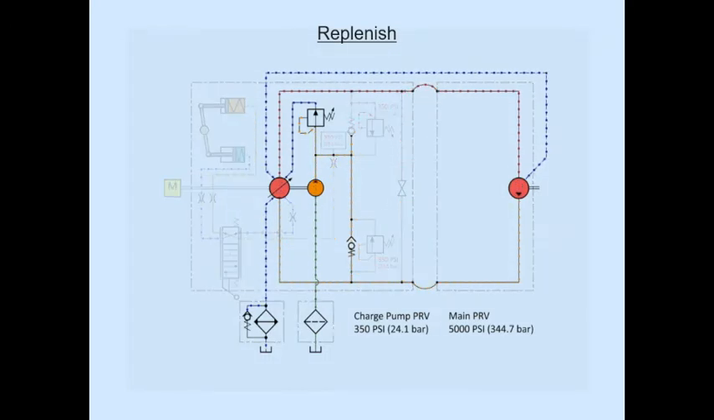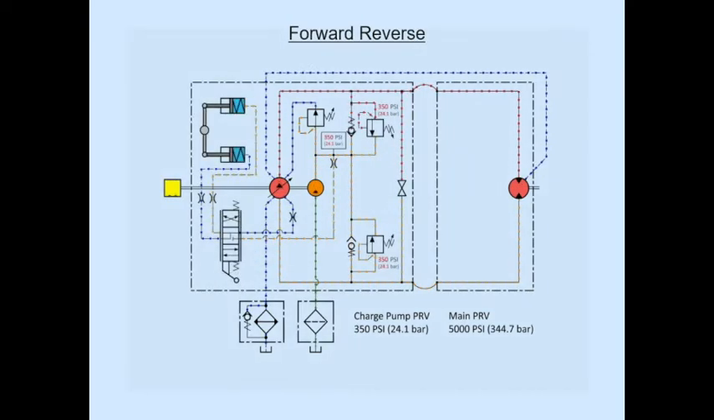So let me just do that again. You can see the charge pump is now replacing the leakage. That's its job, so the loop remains full at all times. All right, next slide.